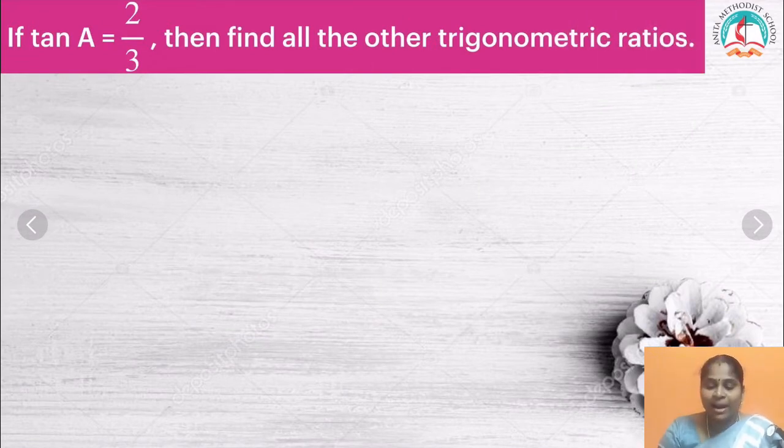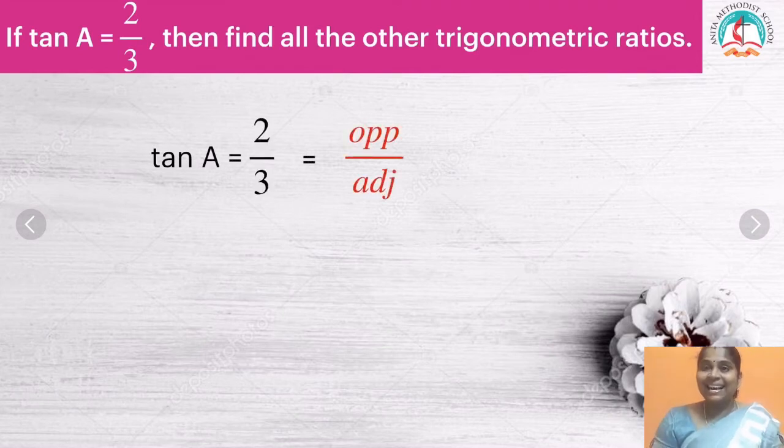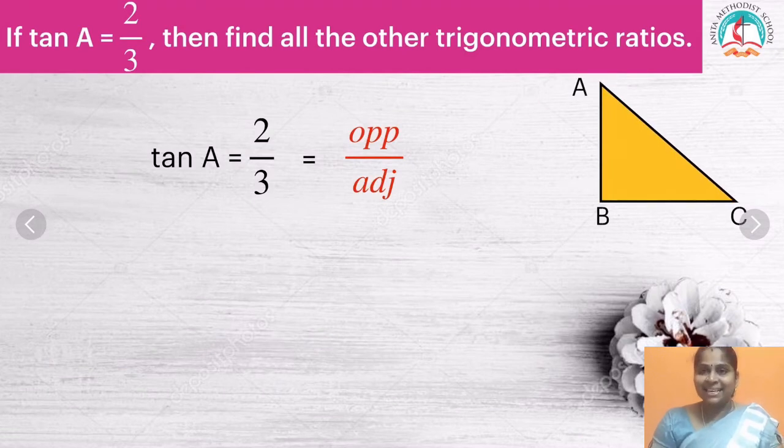The next one: if tan A equal to 2 by 3, then find all the other trigonometric ratios. How to write tan A? Yes, it is opposite by adjacent. Look at this right angle triangle. Which side is opposite to the angle A? BC. So BC is 2. That is the opposite side of angle A. And which is the adjacent? AB. So AB is 3. That is the adjacent side.